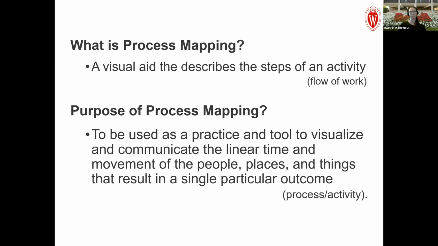First, let's look at process mapping. What is it? It's a visual aid that describes the steps of an activity or a flow of work. And the purpose of that process mapping is to be used as a practice and tool to visualize and communicate the linear time and movement of the people, places, and things that results in a single particular outcome, such as that activity or process.